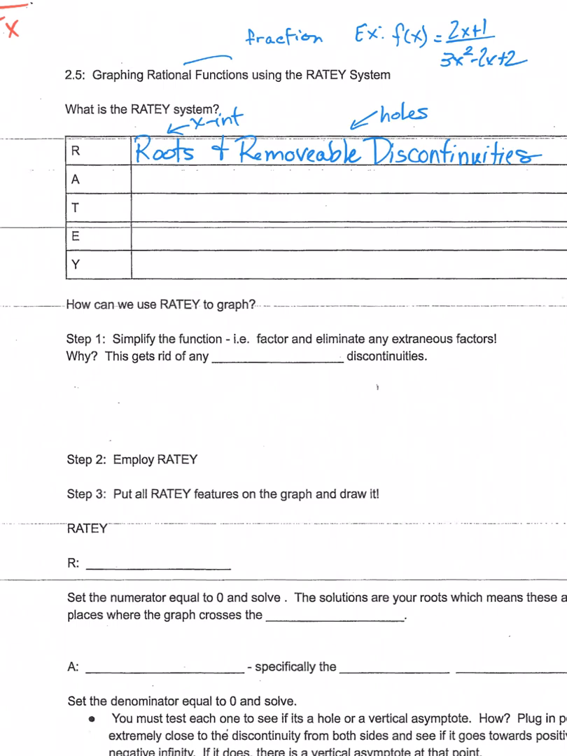A is vertical asymptotes. Why is that important? Because what does the function do at a vertical asymptote? It goes to infinity or negative infinity, doesn't it? These are things that happen in the middle of the function where we have discontinuities.